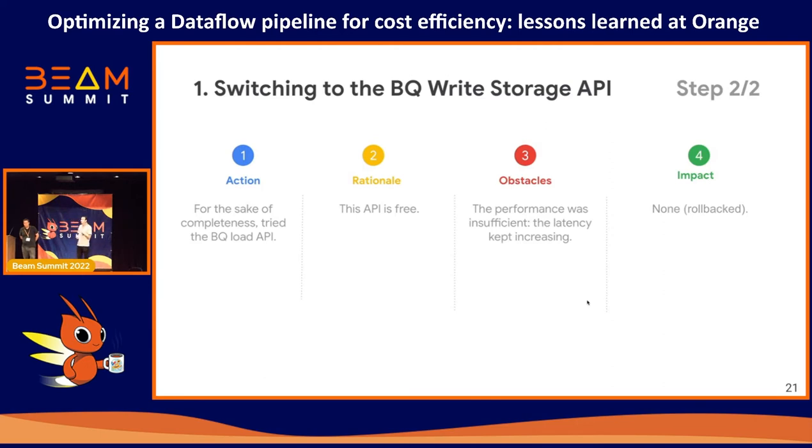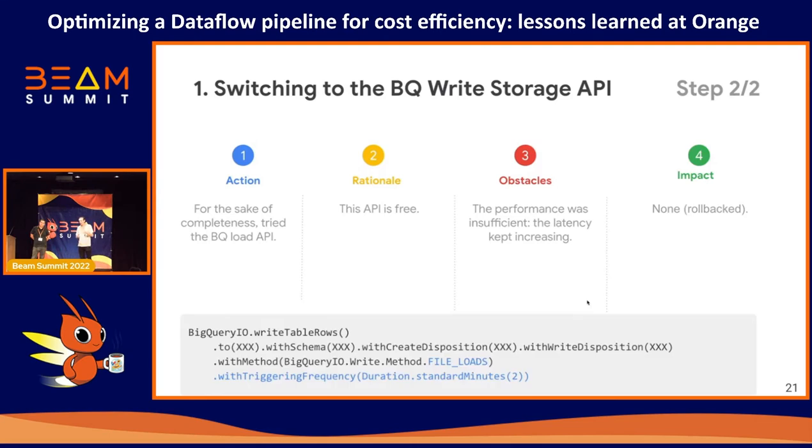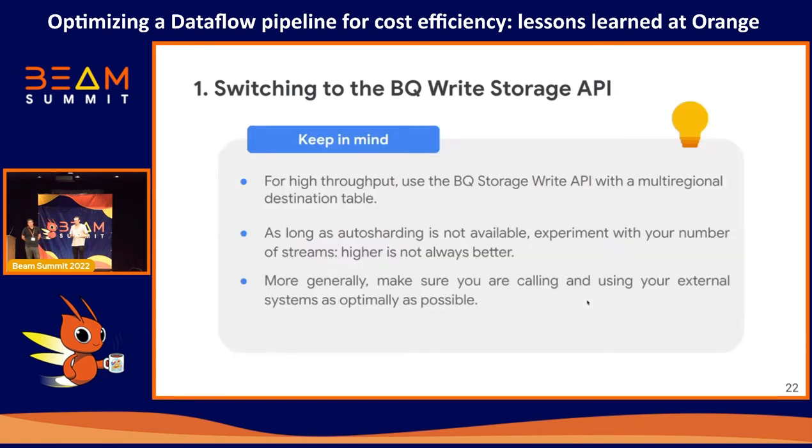And we also tried one more thing. As I told you, the BQ load API, which is a batch API, is free. So why not use it? It is very possible to use a streaming Dataflow job, but using the BigQuery load API. If you look at the code, you're going to say in the trigger, for instance, every 2 minutes, you're going to do the BQ load. We just wanted to try it because it's free. In our case, it wasn't enough. The latency of our streaming pipeline kept increasing. So we just rolled that back.